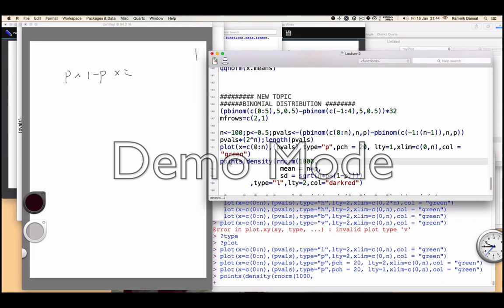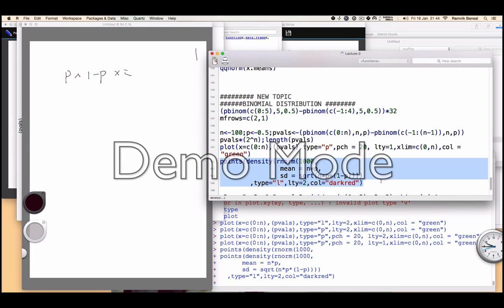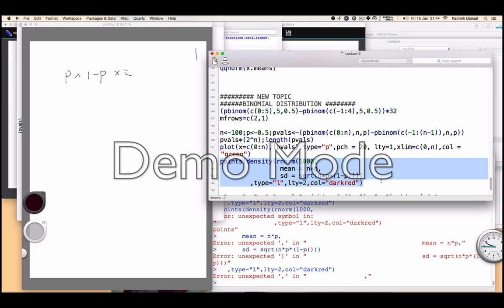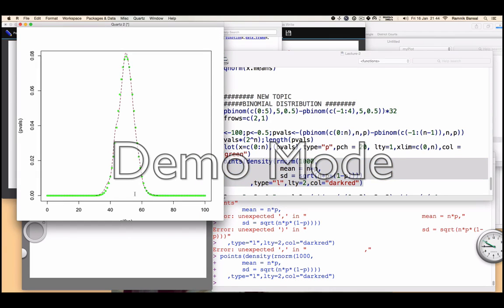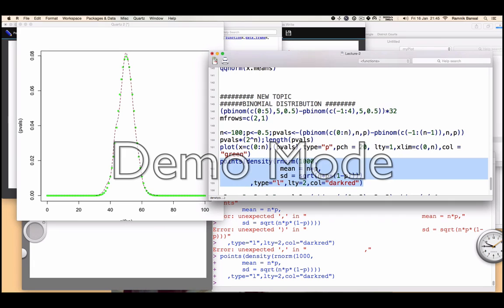Wait, I need to execute all of this. Select it all. Okay. If you notice, the green dots were already there, and the dark red line is what I've drawn now. The green dots were using the binomial, and the dark red is coming out using the normal distribution. I use the density function to plot it. So if you notice, they match each other almost completely, and if you were to increase n, the matching becomes even better.